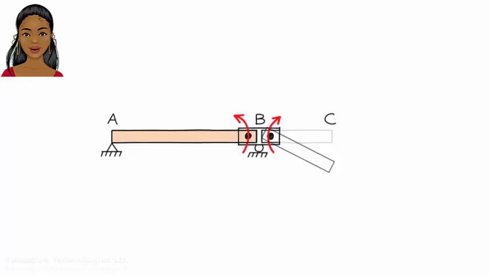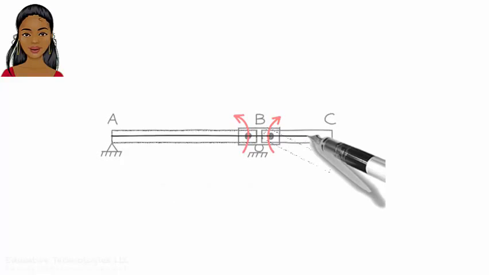Bar AB, however, cannot turn, as neither A nor B is free to move vertically. There is a pin at A and a roller at B. These support types prevent the support points from moving vertically. So this is the moment influence line for B.